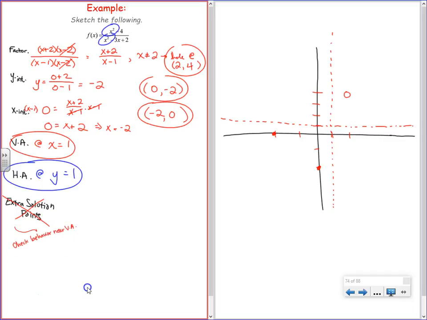I'm going to write, as x approaches... Who's my vertical asymptote? 1. f of x approaches... Oh, but wait a minute. Can't you approach from 2 different sides? You guys remember how we show the difference? Because right now it looks like the exact same thing.